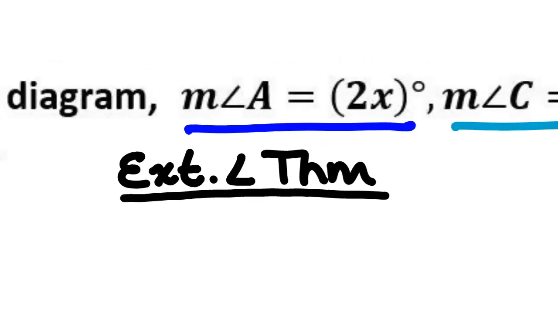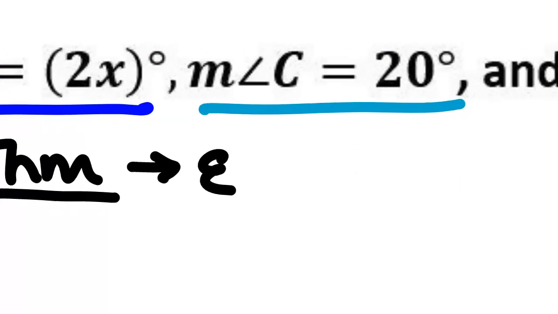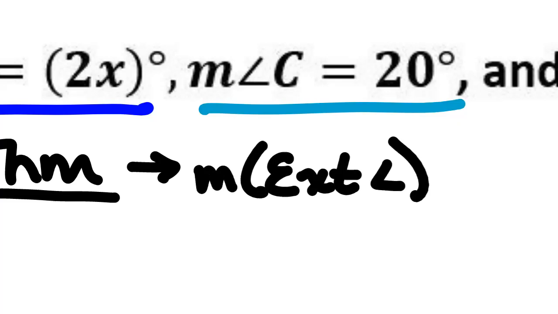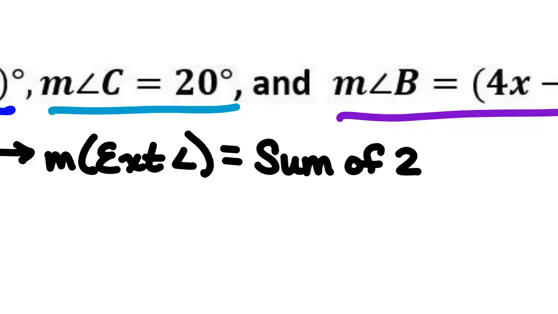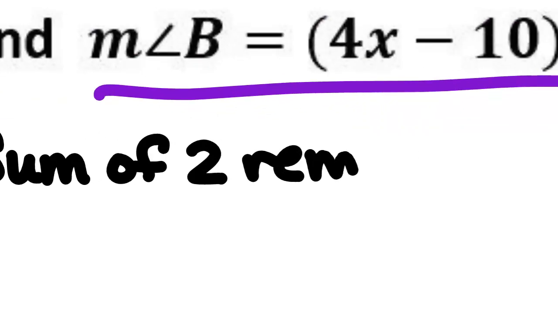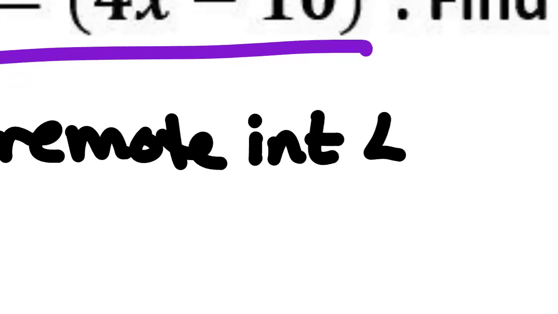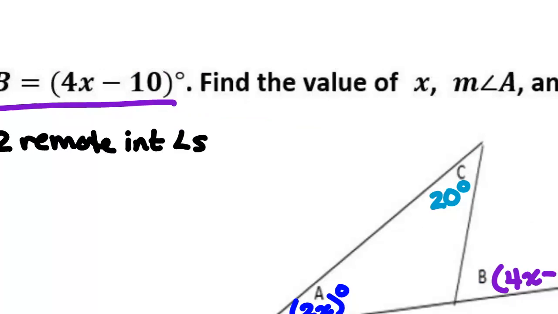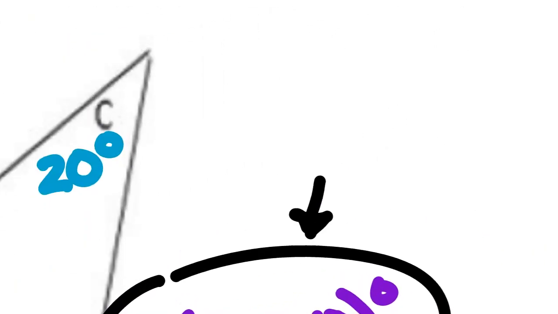Exterior angle theorem. What the exterior angle theorem says is that the measurement of the exterior angle is equal to the sum of the two remote interior angles. So when I'm looking at this triangle here, my exterior angle would be angle B, because that's on the outside of the triangle.